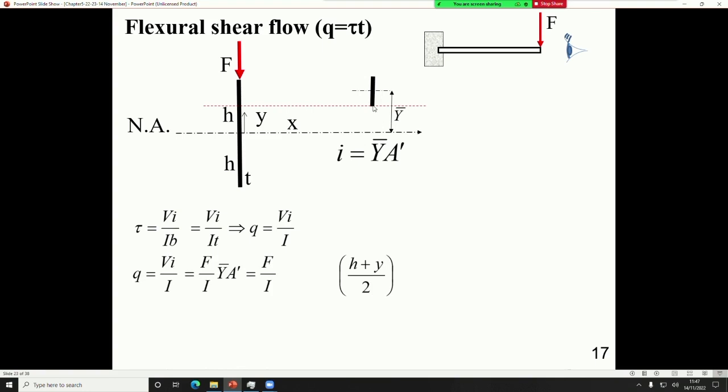What is this area equal to? It is t times h minus y, therefore it is equal to Ft divided by 2I multiplied by h squared minus y squared. What is capital I equal to? The second moment of area is 1 over 12 b h cubed. b is t, and h cubed is 2h cubed. If I substitute this into the equation, I end up with this relation here. But what does this tell us? It tells us that the shear flow distribution on the cross section is quadratic in terms of y.